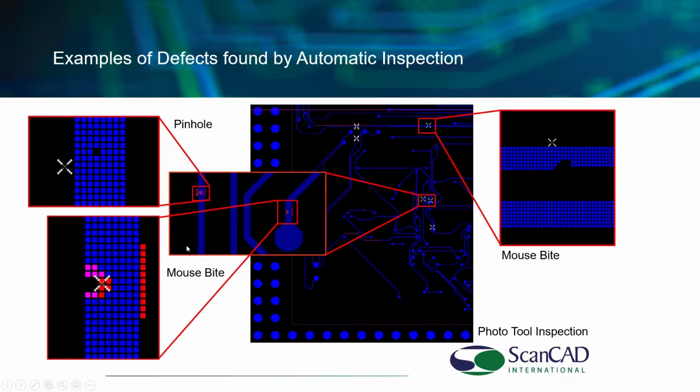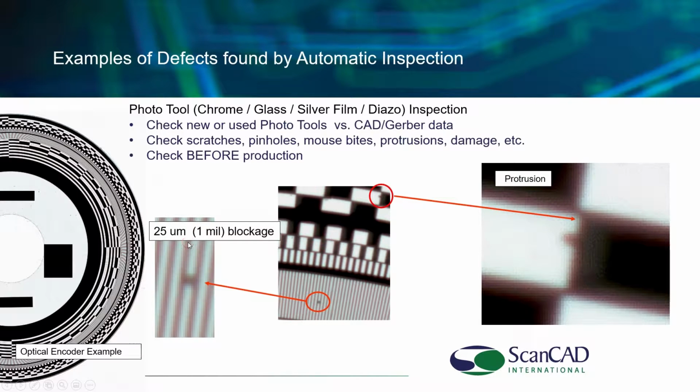And again, that was inspecting photo tools. Photo tools are used in many, many different industries. This is a glass encoder, an optical encoder used to control equipment. The ability to inspect this is critical, and inspecting this manually would be very painful. Here we've located some errors, a small protrusion, approximately 25 micron, 1 mil, 1/1000th of an inch. Same here with a bit of a blockage in here.